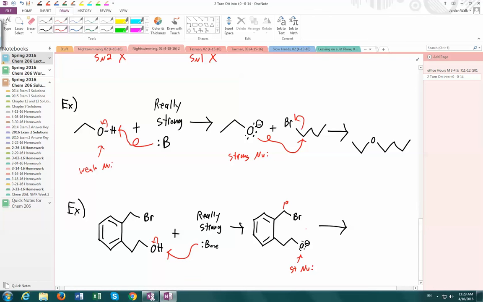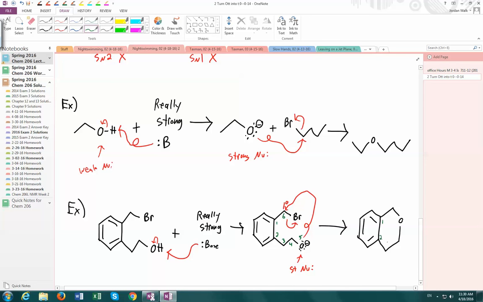So we're going to start our arrow where? Electrons of the nucleophile. So we're going to draw them to the carbon connected to the leaving group. And so our leaving group will go away. And eventually what's going to happen is we're going to end up with a structure that looks like this.